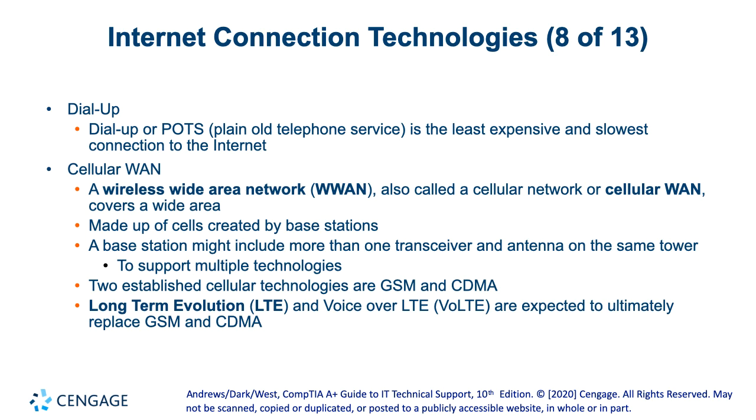Cellular WAN, or wireless wide area networks, WWAN, covers a wide area and is made up of cells created by base stations. Each base station will include one or more transceivers and antennas. And there are two major cellular technologies, GSM and CDMA, with LTE, long-term evolution, and voice over long-term evolution, VoLTE, that will likely replace GSM and CDMA eventually.